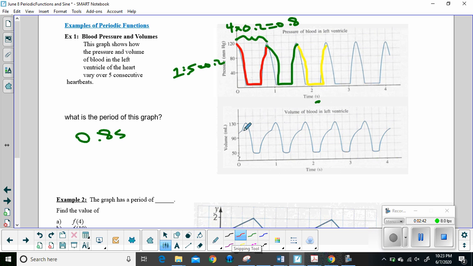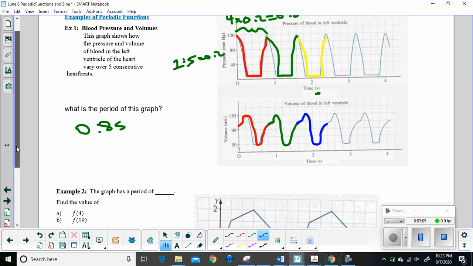Now, is that the same down below? Sure it is. Let's see. Up, loopy. Oh my goodness, that's a cool shape. And then it repeats. Around. And then somewhere in here, it starts repeating. We're up. So that's really cool. So they both have the same period. Of course, it's the same heart.